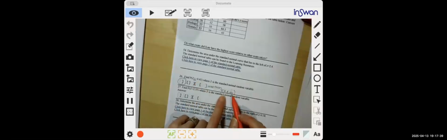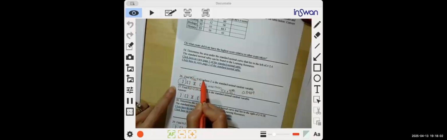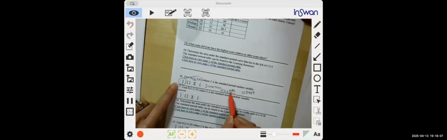So we're going to type in 2.35. And when we do that, we should get 0.3409. So when it's giving us the Z, we're plugging the number into that blank spot.